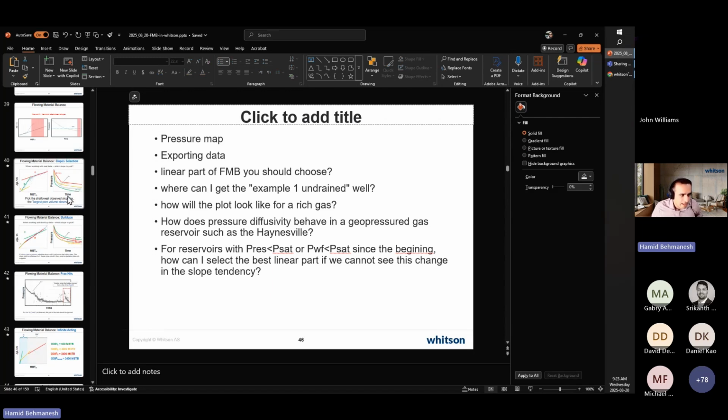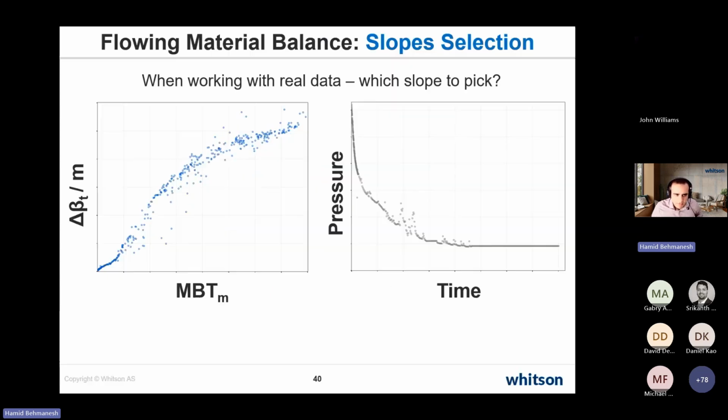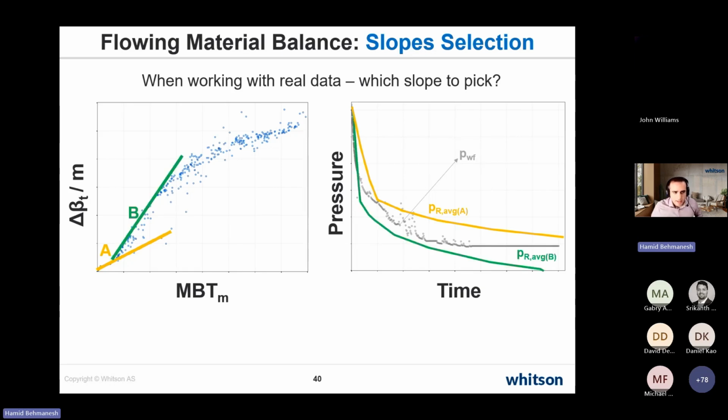And let's pick up where we left off. This is a selection of the slope. Definitely the shallower slope corresponds to a higher OIP, and the steeper slope corresponds to a smaller OIP.